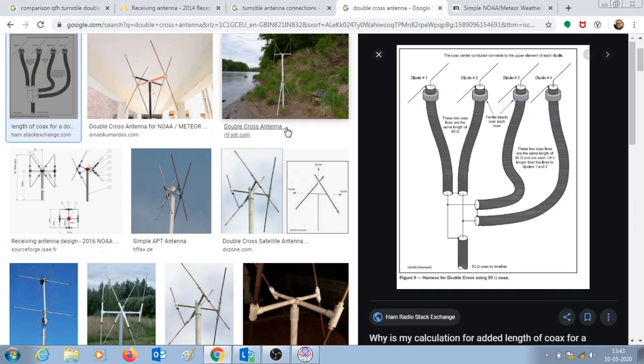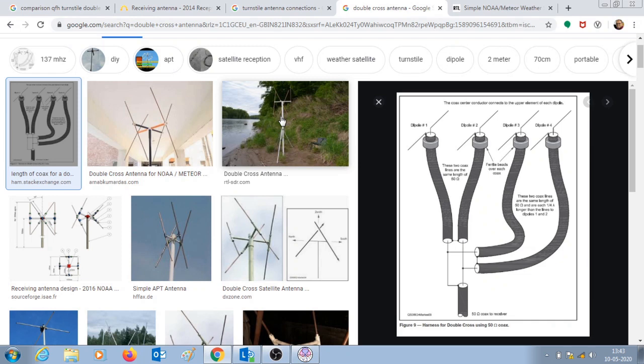Again, this antenna looks bigger, as can be seen here in different pictures, and also it requires you to be perfect in designing these connections.